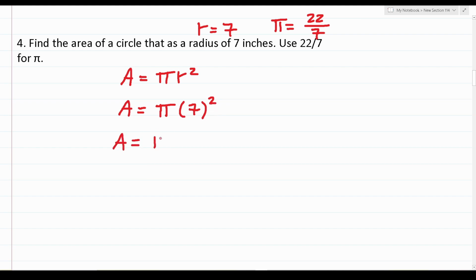Area equals pi. What is 7 squared? 7 squared is the same thing as 7 times 7. 7 times 7 is 49. Let's go ahead and substitute 22 over 7 in for pi now. This becomes 22 over 7 times 49.